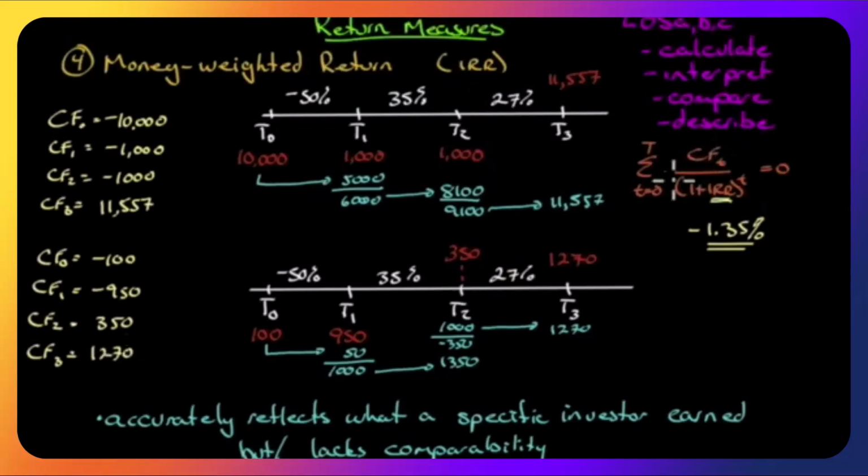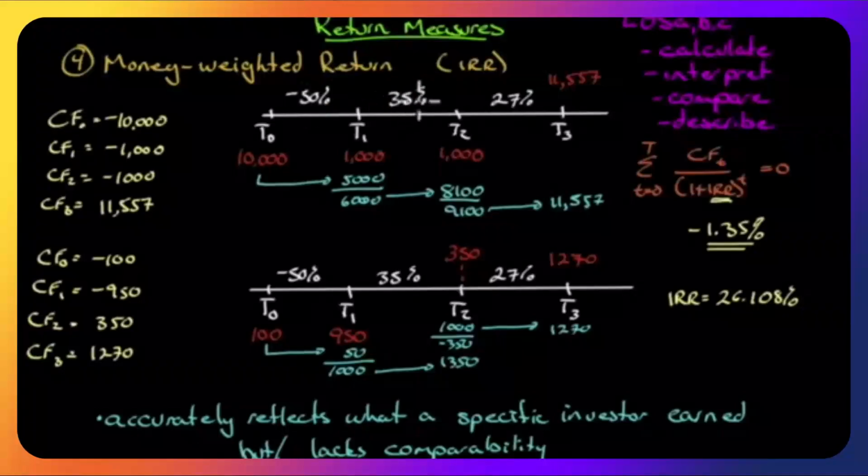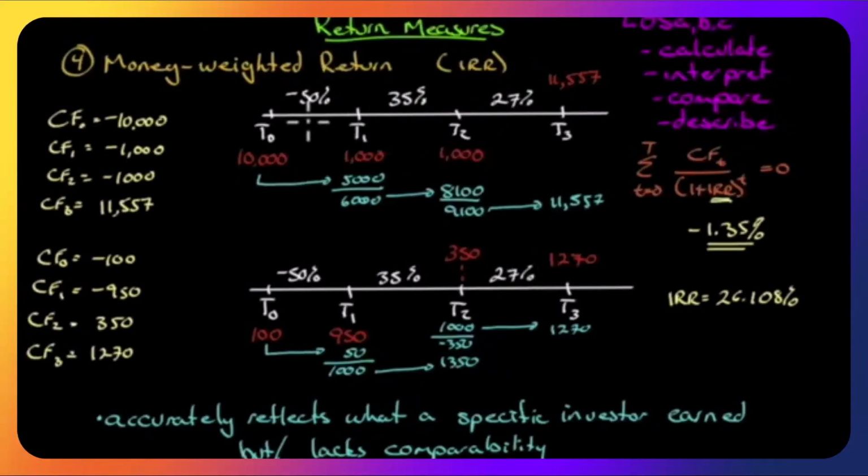So again, we're looking at this formula. We're equating it to 0 and solving for IRR. When we do that, our IRR here that we get, when we enter this into the calculator, specify these cash flows, we will get 26.108%. So the same period of time, 3 years, the same returns in each year. Investor 1 has a different cash flow than Investor 2. Investor 1 realizes negative 1.35% return. Investor 2 realizes 26% return.